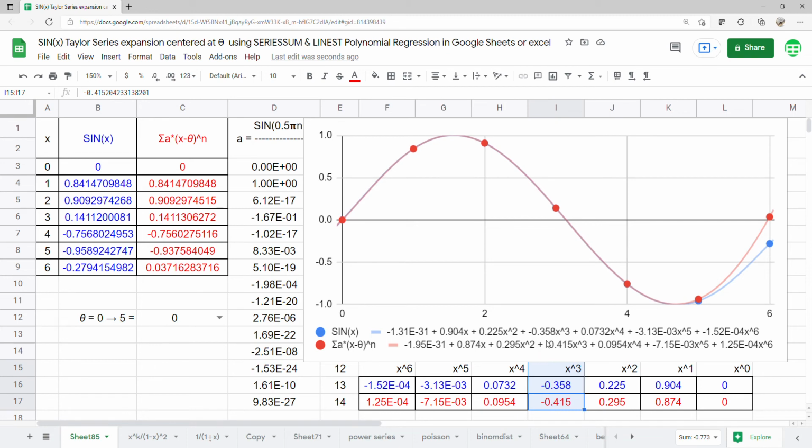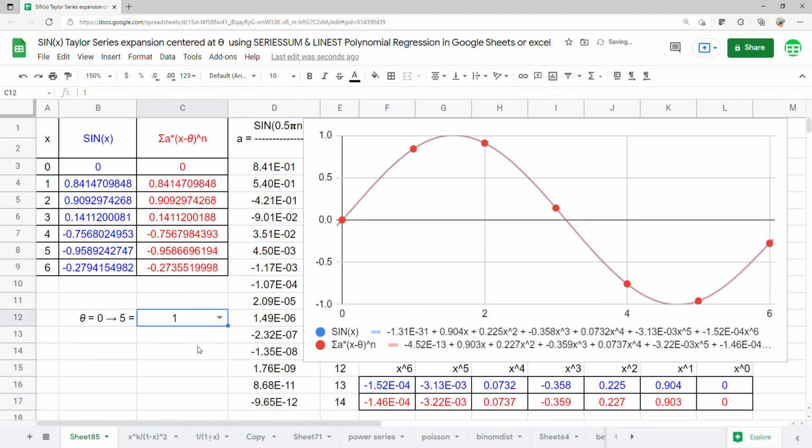Coefficient of x cubed, negative 0.358, negative 0.415. Coefficient of x to the fourth, 0.0732, 0.0954. Coefficient of x to the fifth, negative 3.13 times 10 to the minus 3, 7.15 times 10 to the minus 3. Coefficient of x to the sixth, minus 1.52 times 10 to the minus 4, plus 1.25 times 10 to the minus 4. So our center now is assigned at 1.